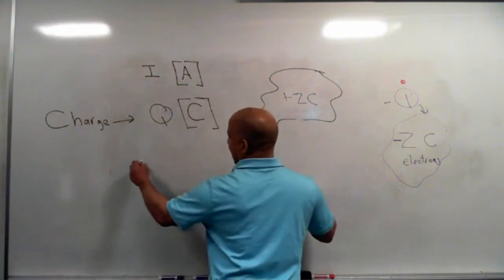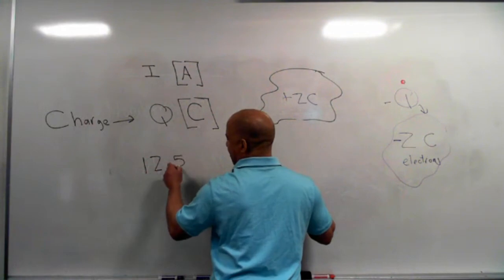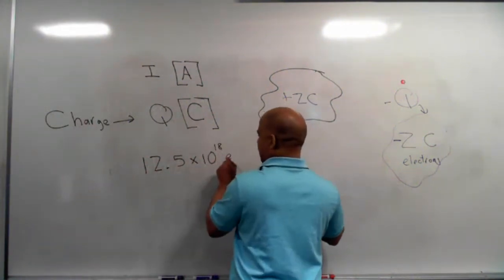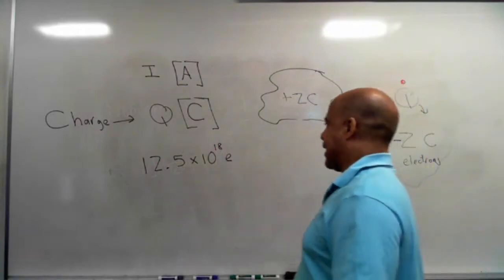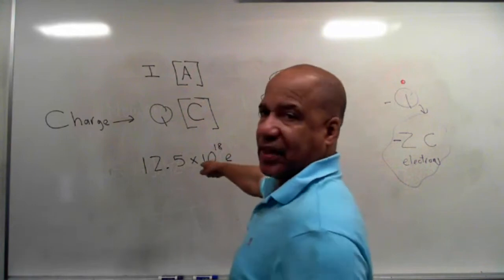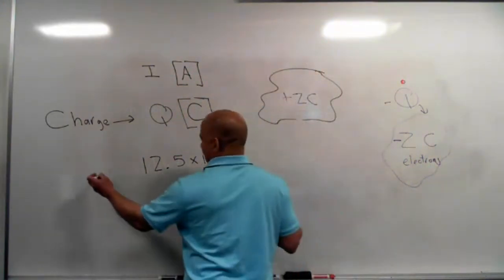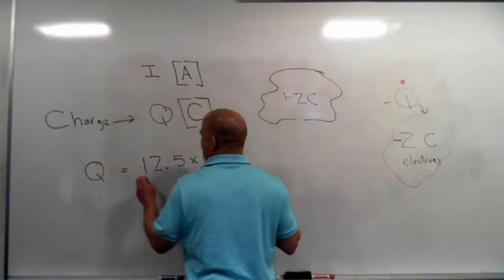So basically, I got 12.5 times 10 to the 18 electrons. And when I add that to a neutral dielectric, I want to know how many coulombs is that? So we convert this to charge.